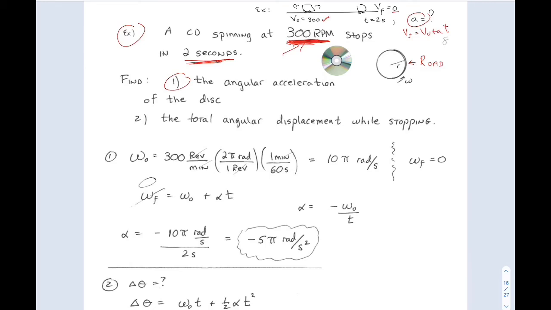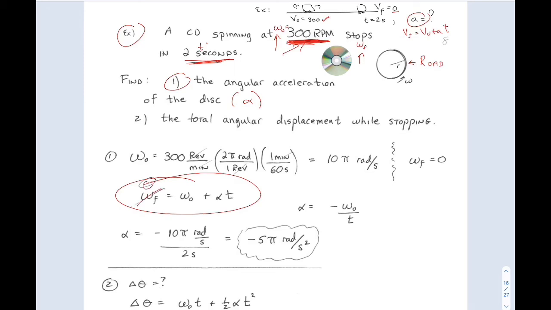Essentially this is my omega initial. It stops, that's my omega final, and that's my time. And I want to find the angular acceleration, my angular acceleration alpha. So here's the pattern. I have omega initial, omega final, and a time. That reminds you of equation number 1. Omega final is 0, because it stopped.